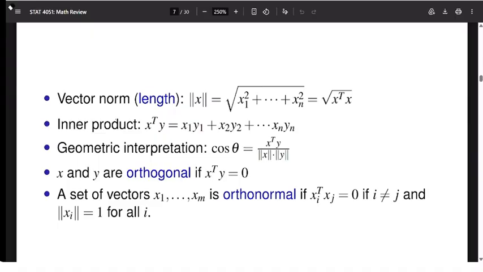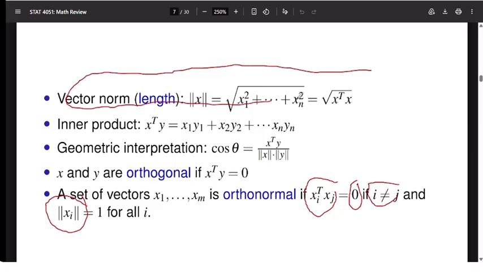This is what we mean. If I have a random variable s, I find the transpose and I multiply by x. If it is 0, provided that i is not equal to j, and I look at the norm, of course, you know how to get the norm now, I mean the vector norm, which is the length, and I look at the norm equal to 1. This is looking like a standard normal distribution where the mean is 0, the standard deviation is 1. You understand what I mean?